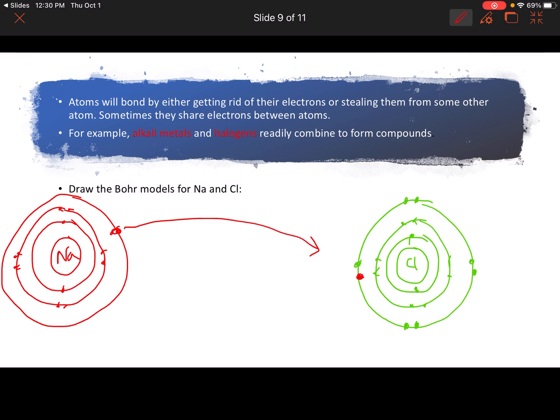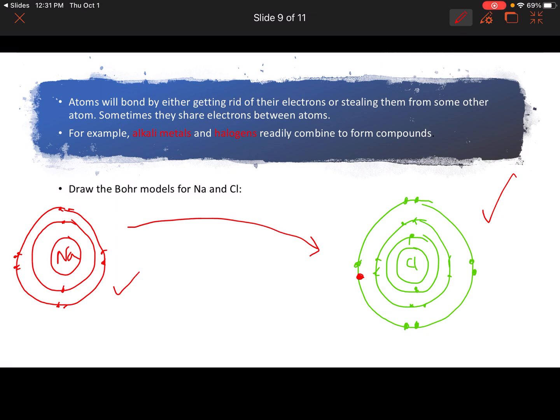And now, looking at this, is the chlorine happy? It's got a full set of electrons around it. It's got 8 outer electrons, so chlorine is happy. Now we look at the sodium. Sodium, we got rid of that electron, right? So what that allows us to do is we can erase that ring, and now we look at sodium. Is sodium happy? Yes, sodium is also happy because it now has a full outer shell.